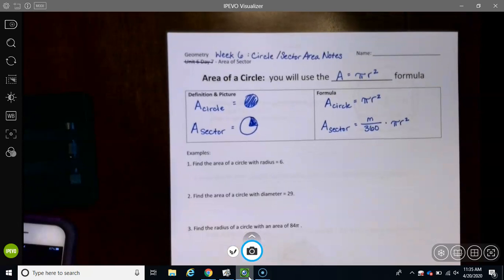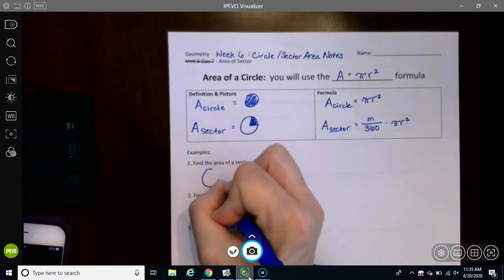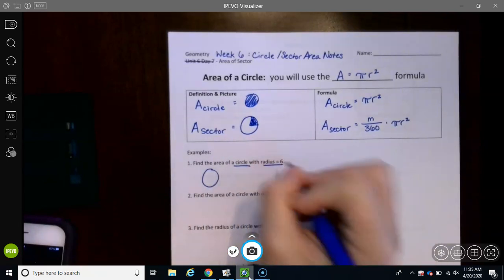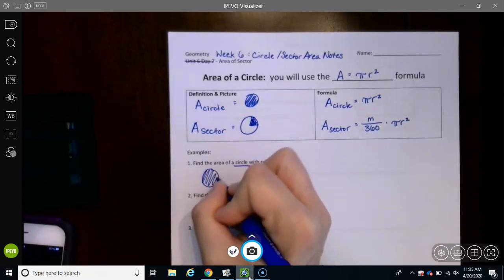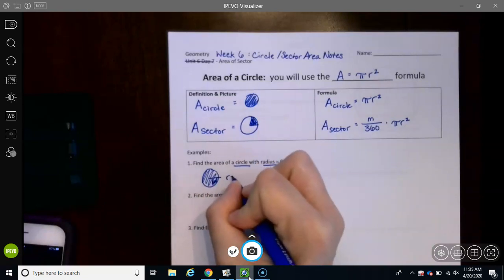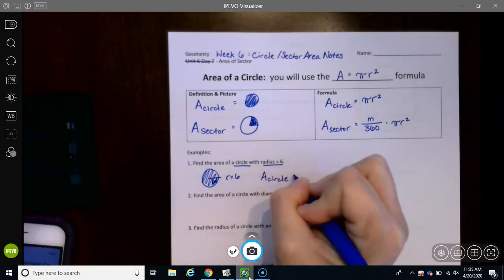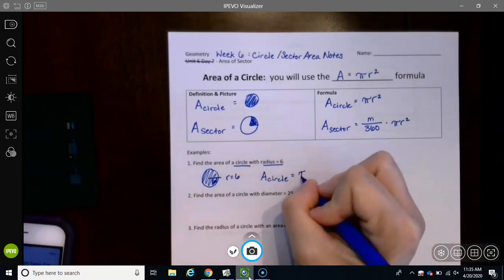So here's some examples. It says find the area of a circle with radius 6. So we're doing the area of the whole circle, and its radius is 6. So the whole circle where the radius is 6. So area of a circle, formula is pi r squared.